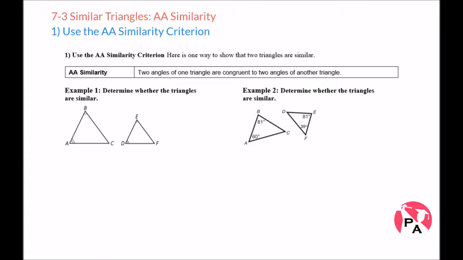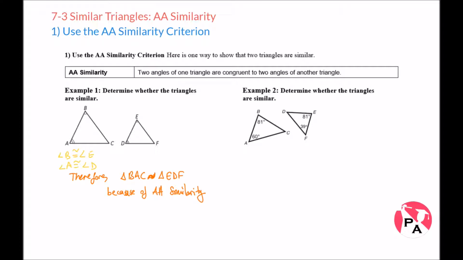So that means angle B is congruent to angle E. Angle A is congruent to angle D. So we just wrote what we saw. Because of this, triangle BAC is similar, not congruent, to triangle EDF because of angle-angle similarity.